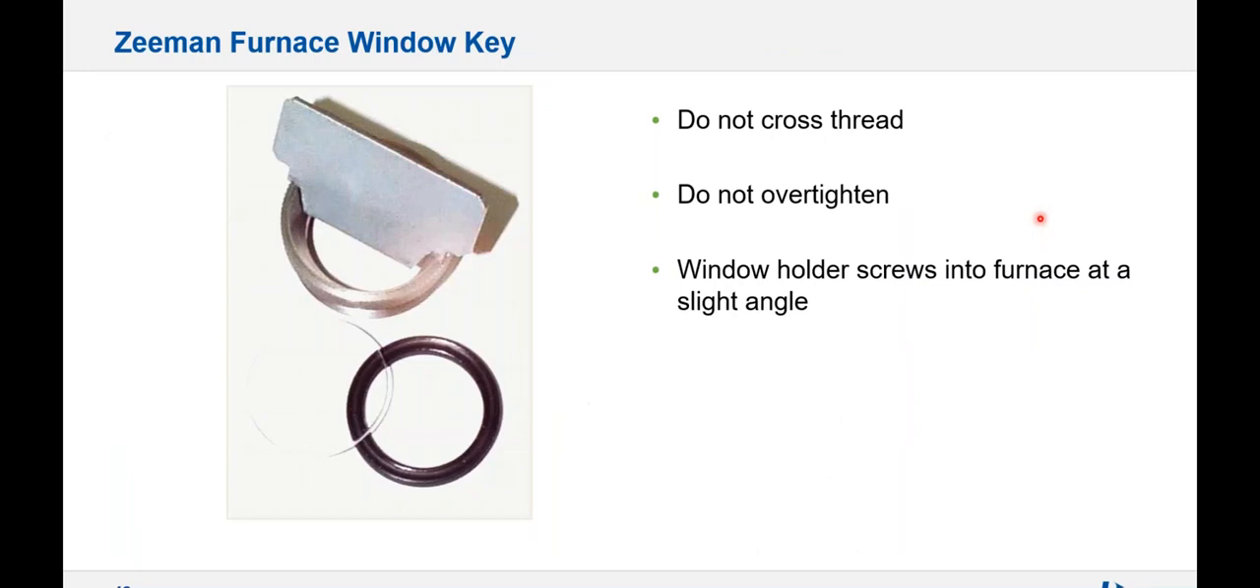With the Siemens system, you have a window key, and you have very small threads on the holder, so you want to make sure you don't cross-thread the holder. You don't want to over-tighten it. And again, remove the window from the holder when you're cleaning it. Okay? And what you're going to do is hand tighten the holder back in the furnace assembly, and then you do a little bit of a turn beyond that with the tool, the window key.